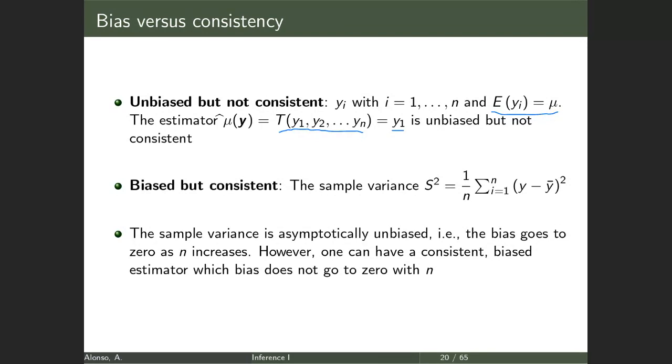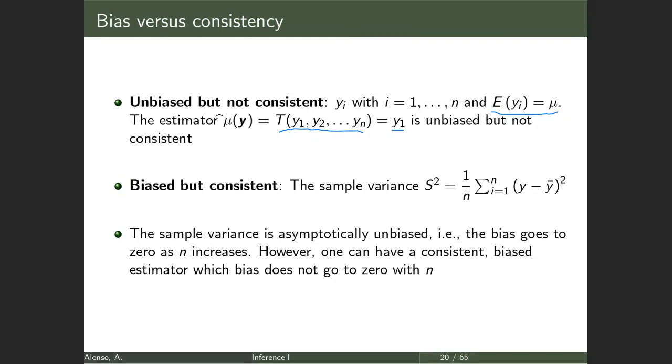But obviously, it's not going to be consistent. It doesn't matter how much data you gather if you just select the first one and you throw away all the rest. You're not going to get closer to the true value of mu in any way. So an estimator can be unbiased, but not consistent. And you can have the opposite. Can be biased but consistent.